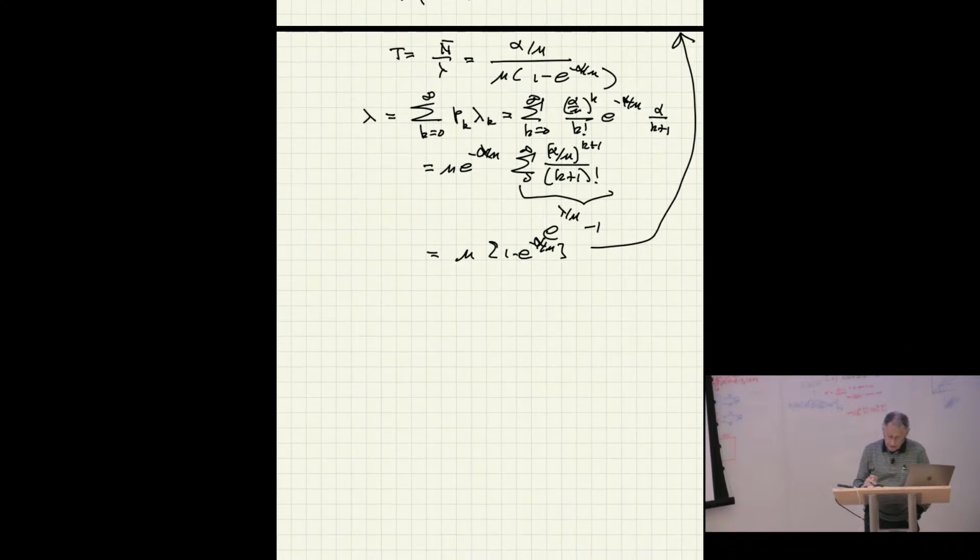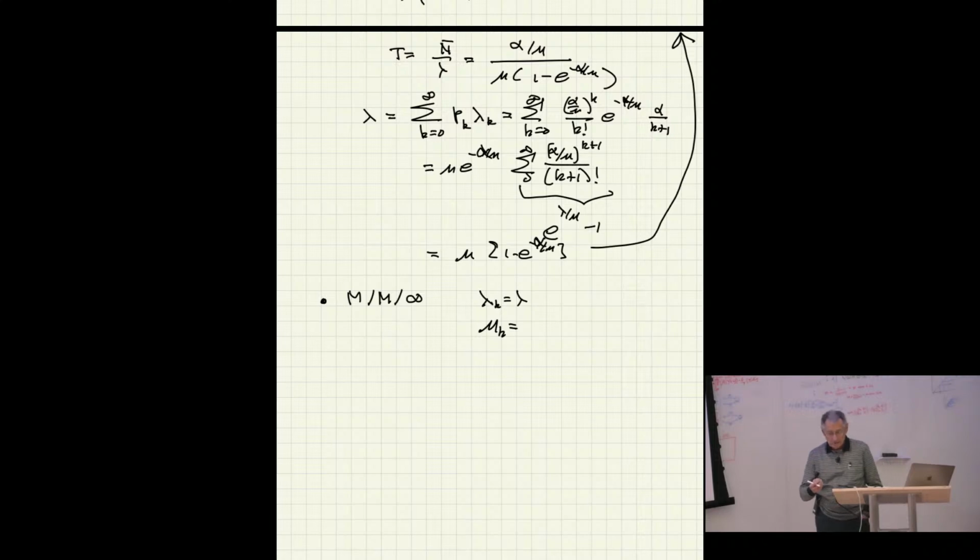Okay. So here's a new case now. I want to study the system we've referred to before, namely M/M/infinity. We have an infinite number of servers. Namely, that means that lambda k equals lambda. But mu k, well, let's see. All service times are exponentially distributed with mean 1 over mu, if you will, a rate of mu.